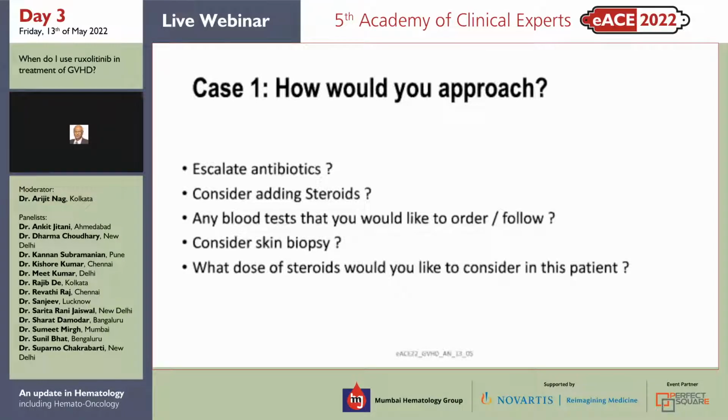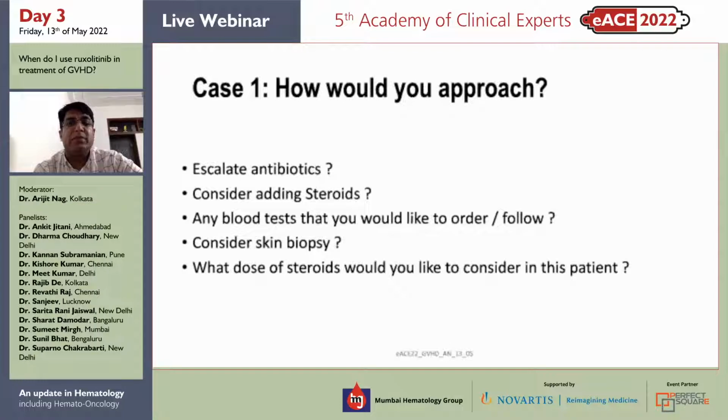Dr. Kishore is not there. Plus cytokine storm and should be treated with the steroid. So I would definitely start steroid without thinking with the 1 milligram per kilogram twice a day, 2 weeks, and then we'll follow. Not consider skin biopsy.